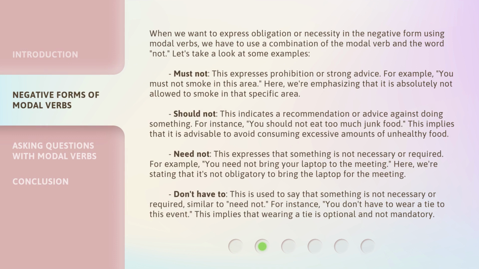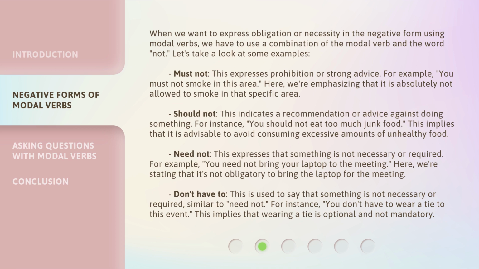When we want to express obligation or necessity in the negative form using modal verbs, we have to use a combination of the modal verb and the word not. Let's take a look at some examples. Must not. This expresses prohibition or strong advice. For example, you must not smoke in this area. Here, we're emphasizing that it is absolutely not allowed to smoke in that specific area.